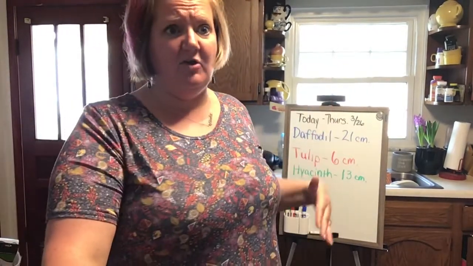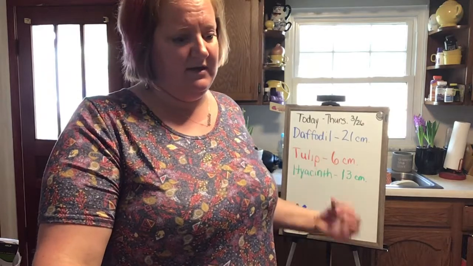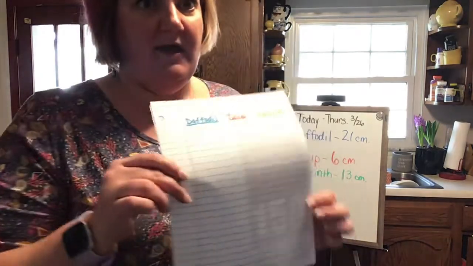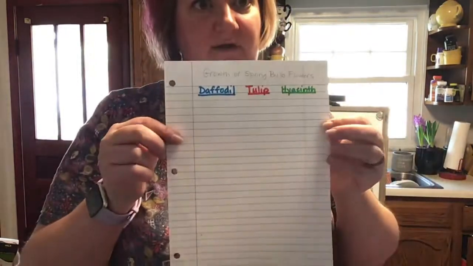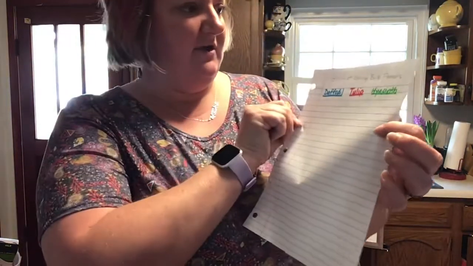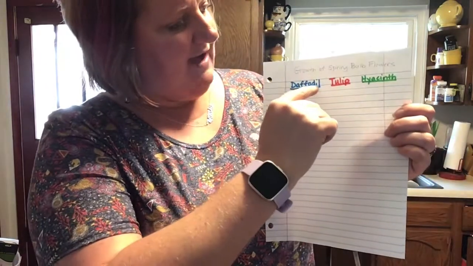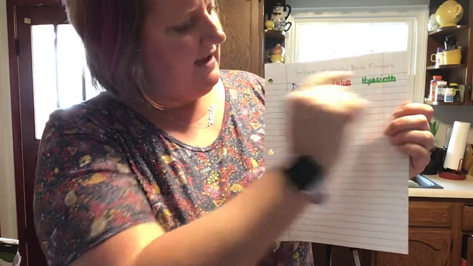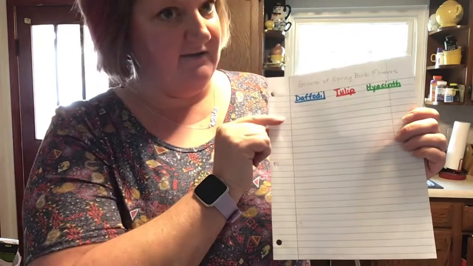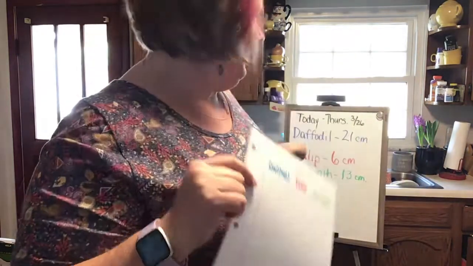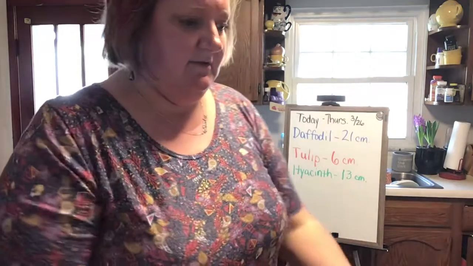Okay, so again, I'll take a picture of that and post it in the comments below so that you can put that on your chart. And I'll take a picture of the chart that I would like you to make. You're going to call it growth of spring bulb flowers, and you're going to label daffodil, tulip, hyacinth, and then we'll write today's date and put the data that I just recorded on the whiteboard. All right, and then I'll do another little video and show you how to make your bar graph.